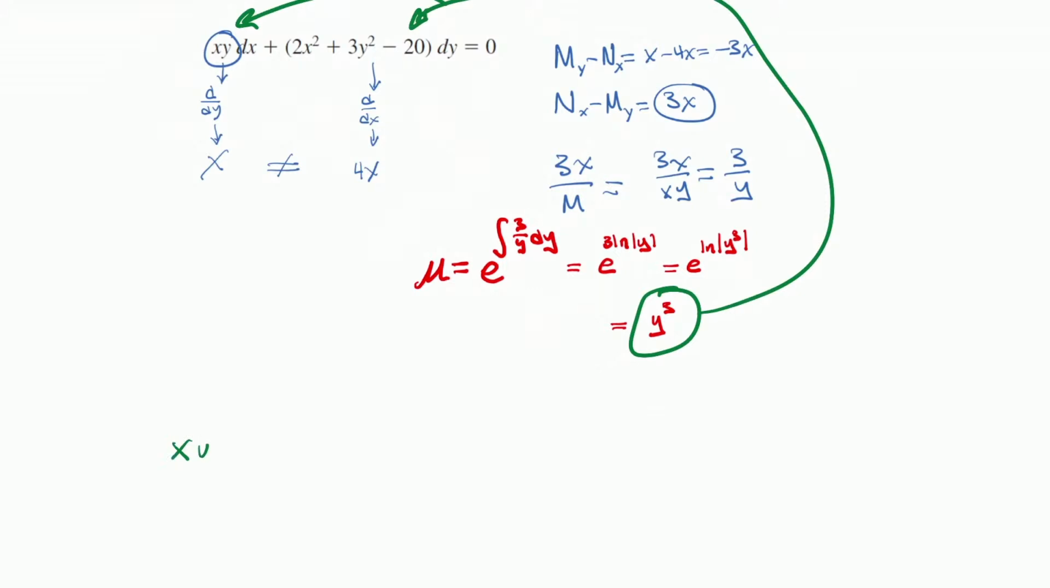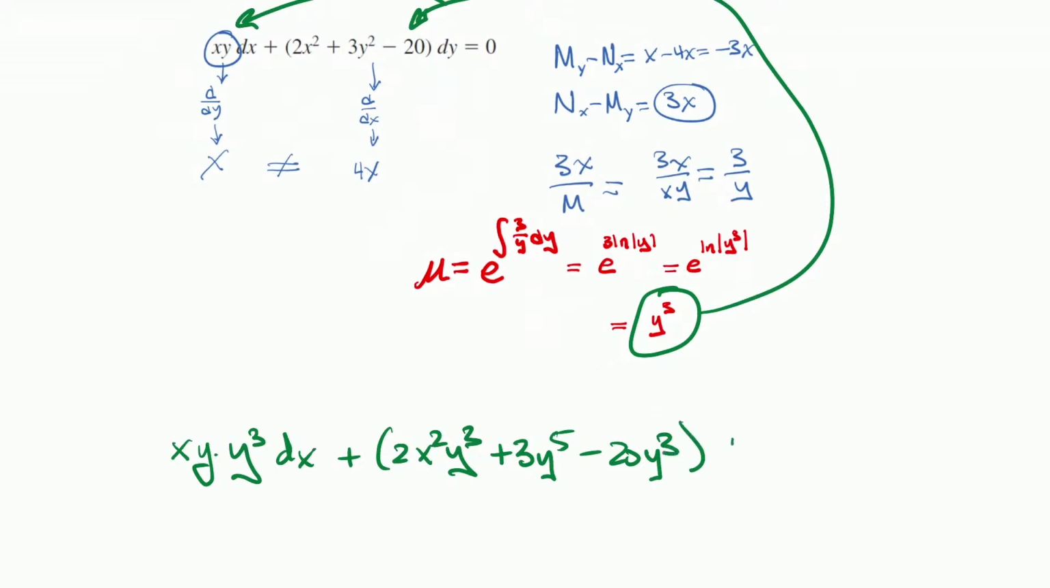We have xy times y cubed times dx, not equal to, plus 2x squared y cubed plus 3y to the 5th minus 20y cubed. I think I got everything right there. You can double check. I did y cubed times that trinomial, and I think I put it in there correctly. Yeah, I think I got them all.